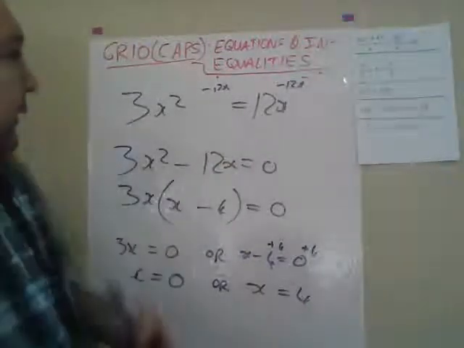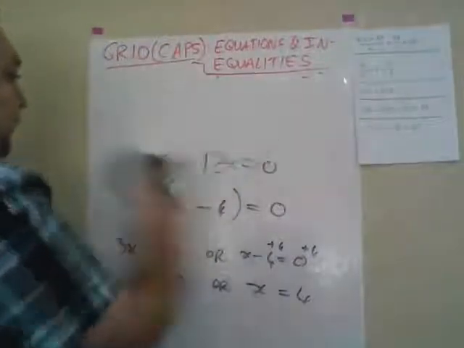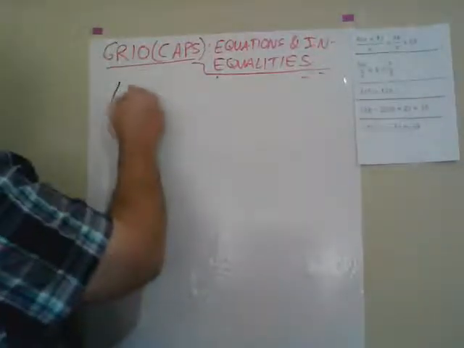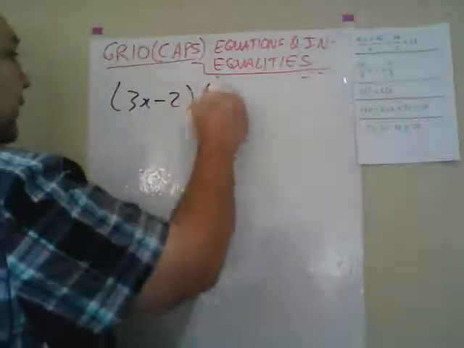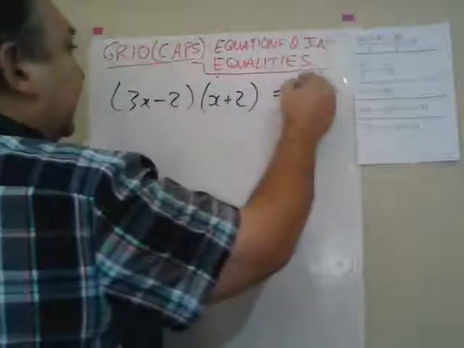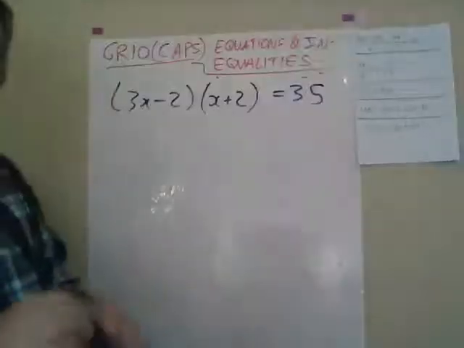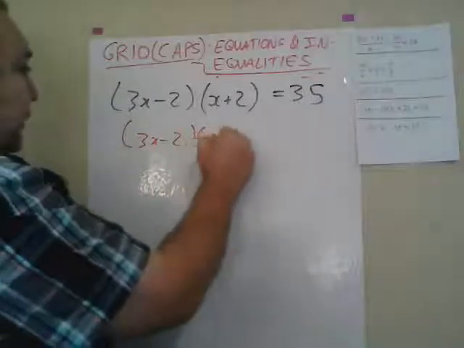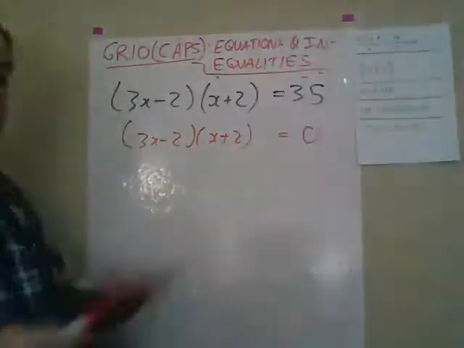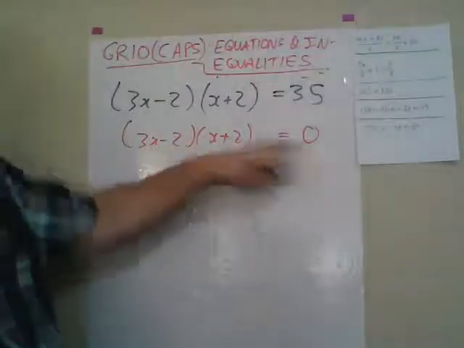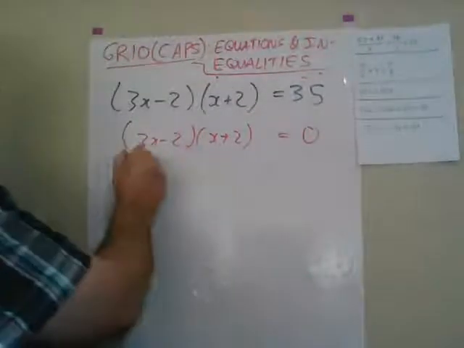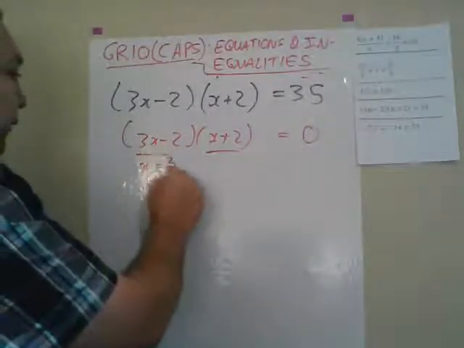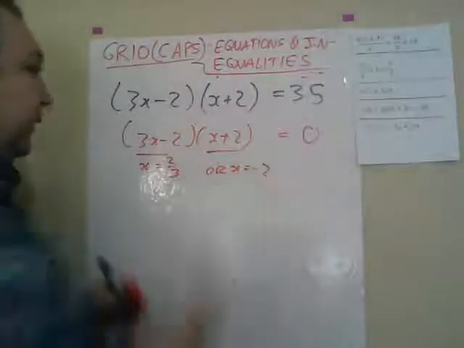Now the next equation looks like this. (3x minus 2) times (x plus 2) equal to 35. So I'm going to write down a very similar equation that looks like (3x minus 2) times (x plus 2) is equal to 0. In this case, don't be tempted to multiply it all out and factorize again. We just make each of the brackets 0. So that will give us x is equal to 2 over 3, or x is equal to minus 2.